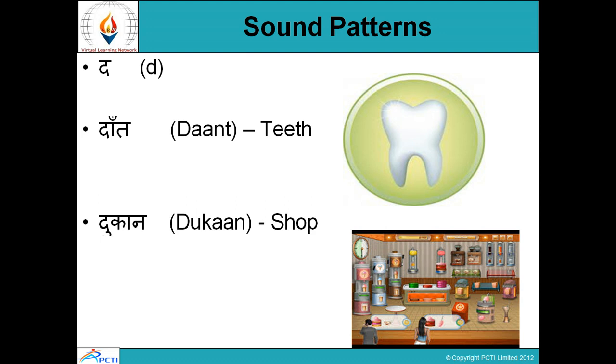Daant. Daant is teeth. To chew, to bite, to grind, we have teeth. They are called daant. Dukaan. Dukaan is shop. We have shops in the markets where we go and buy grocery shops, chemist shops, different shops in our market. Shops are called as dukaan.